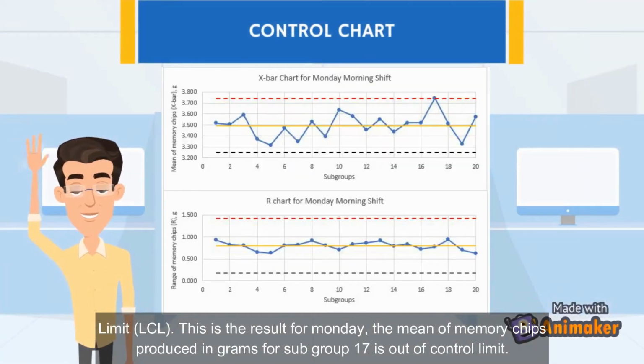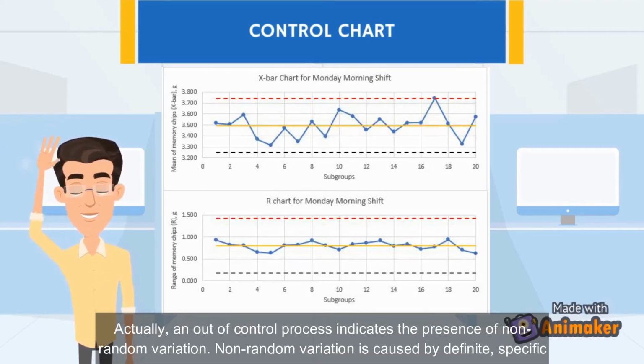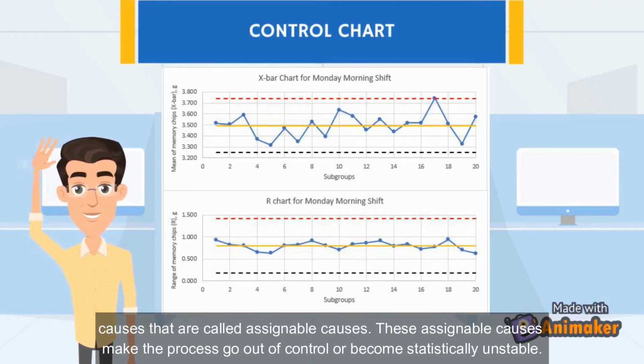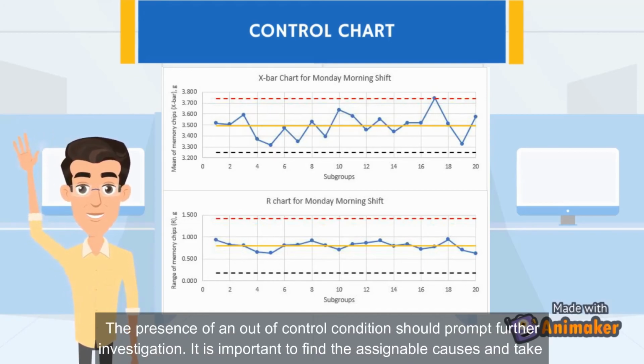The mean of memory chips produced in grams for subgroup 17 is out of control limit. Actually, an out of control process indicates the presence of non-random variation. Non-random variation is caused by definite, specific causes that are called assignable causes. These assignable causes make the process go out of control or become statistically unstable. The presence of an out-of-control condition should prompt further investigation.